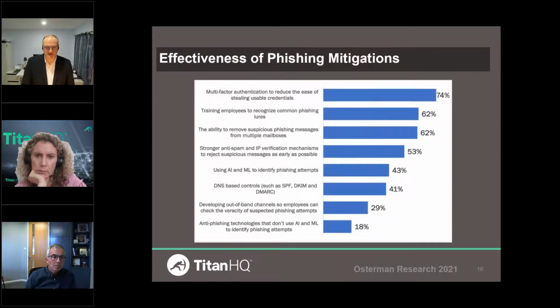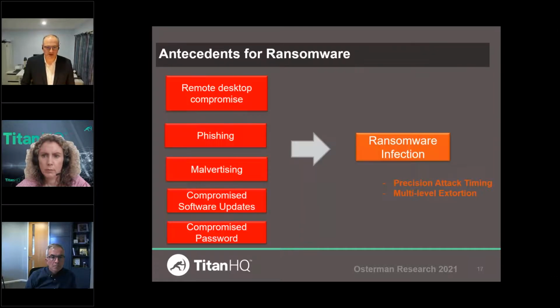And you can see the other ones here that we have noted, including the use of AI and machine learning, and also the base DNS controls such as SPF, DKIM, and DMARC to increase the email authentication infrastructure that's in place and reduce the impersonation threats and some of the other technical ways of manipulating how we do commerce on the internet.